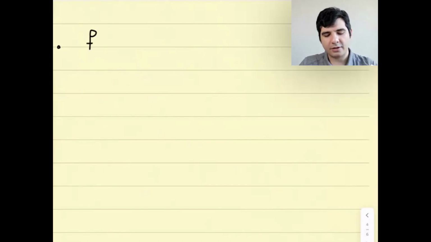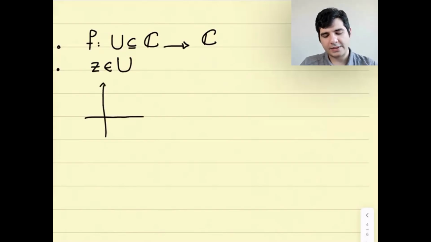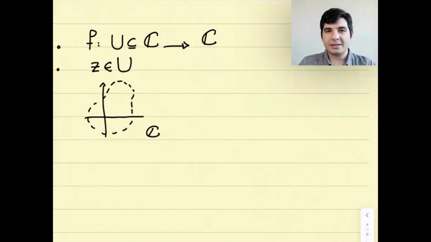So let's say we have our function from U, any subset of C, open subset of C, and the target is also C. Let's say z is a point in U. So being open means here we have C, here we have U. It means it doesn't essentially have the boundary, it's the interior of this domain. It means for any point z we pick, there exists a small disk around it so that it's completely, so let's say, for example, this disk, it's completely within this domain U, okay?